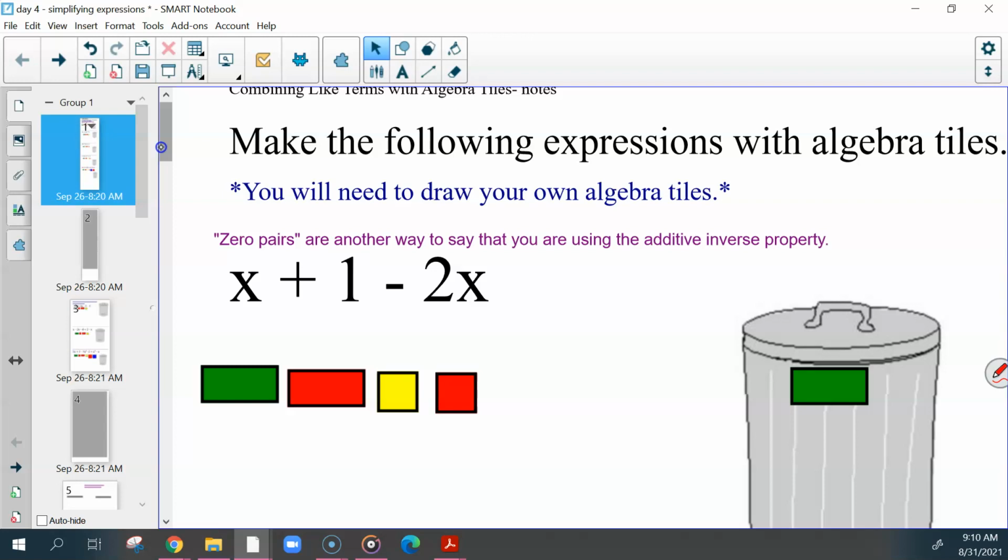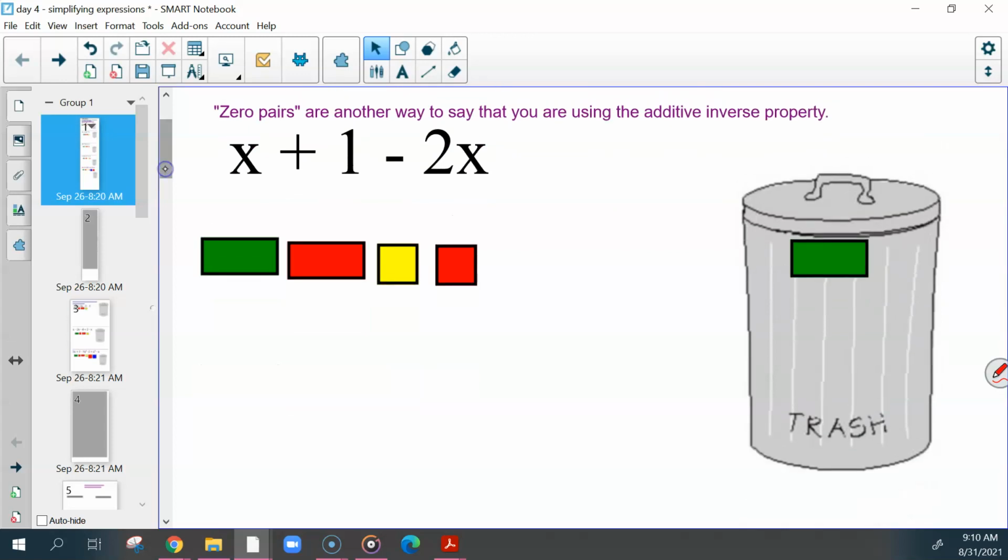Blue side is positive. All red is negative. We need to model this: x plus 1 minus 2x. Take a second, model it with your tiles. How would we get x plus 1 minus 2x?